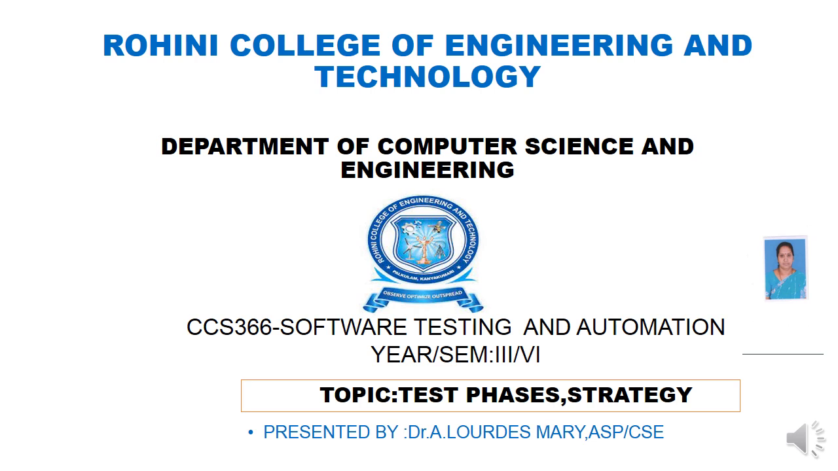So, I'm going to take the topic test phases and test strategy for the subject software testing and automation. This is for the vertical elective for third year, sixth semester.